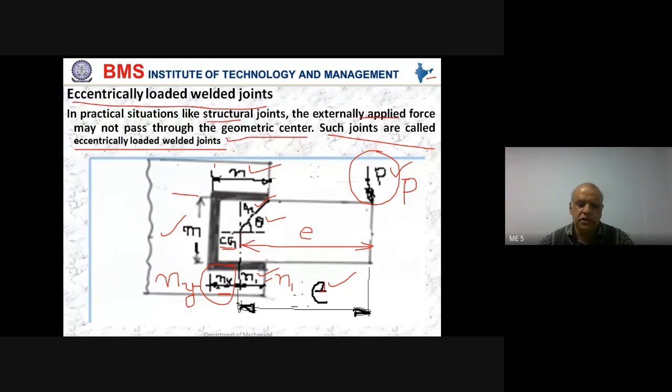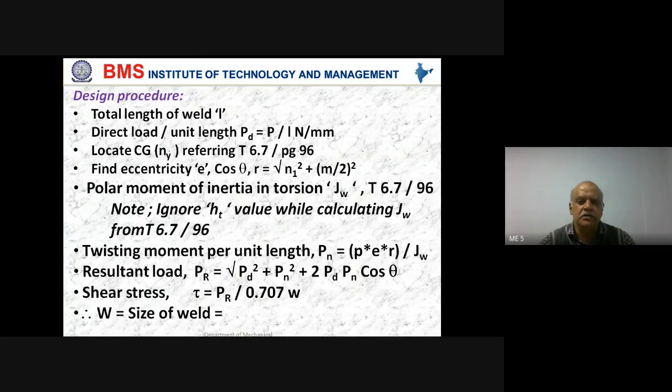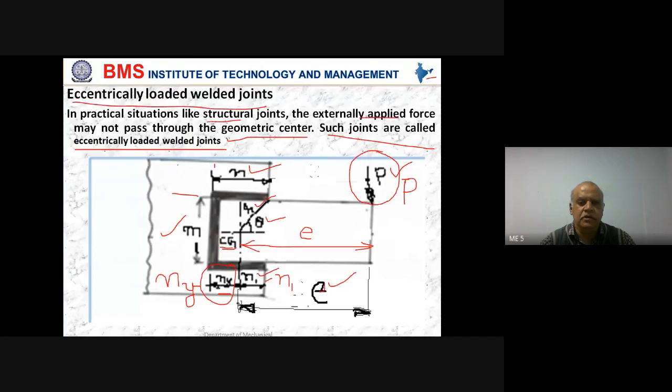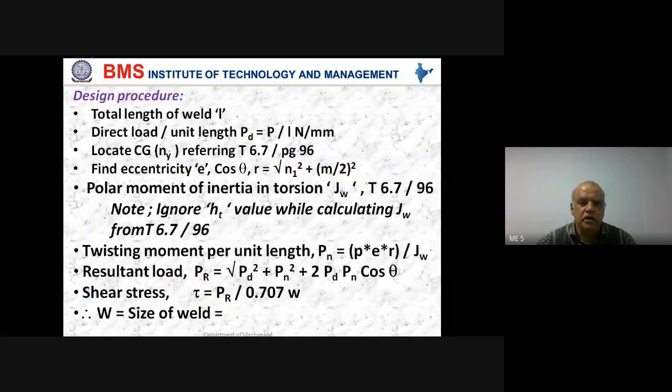Done, sir. Please go through whatever you have done, the sketch that you have taken. Let's look at the procedure. Please keep your sketch along with you. This can be solved by adopting a procedure.